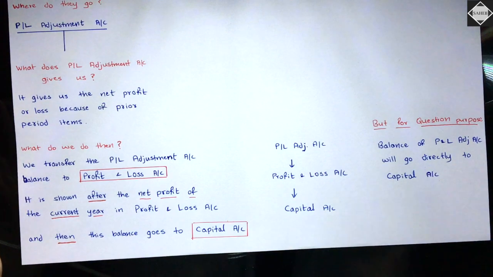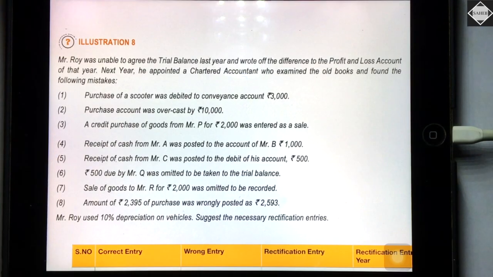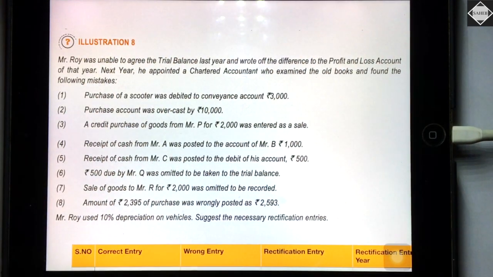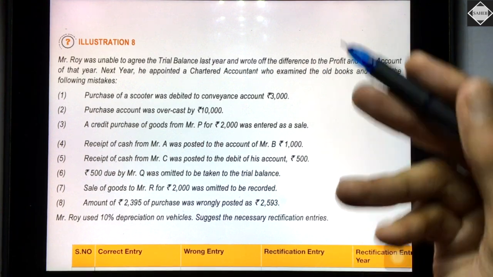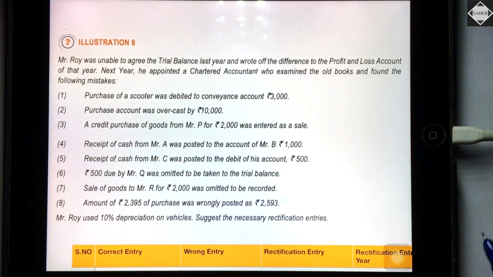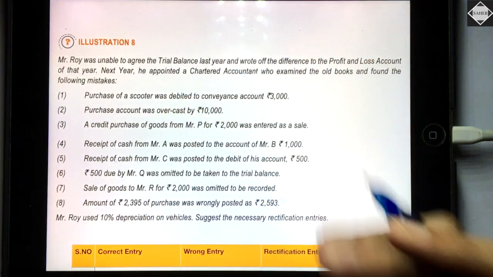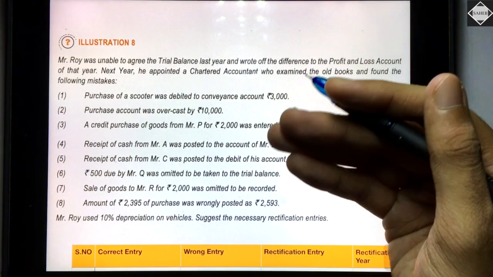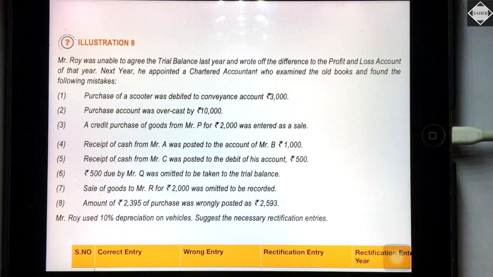Okay, so let's go to a problem of this. Now here we have illustration 8 of the ICAI study material. Let's understand how to solve this. The first thing you need to know is how to read the question. First read the top part, the first para you can say, and the last requirement. By reading this much, you will be able to understand what kind of question this is and what approach you have to use to solve this question. Okay, so let's do this.